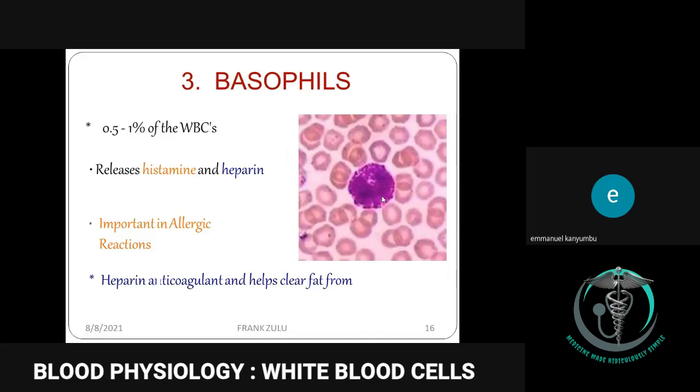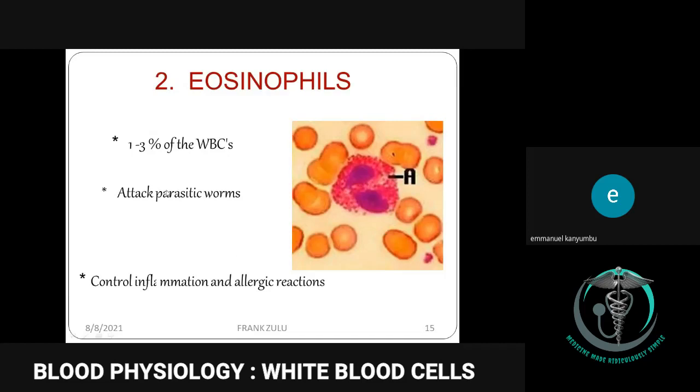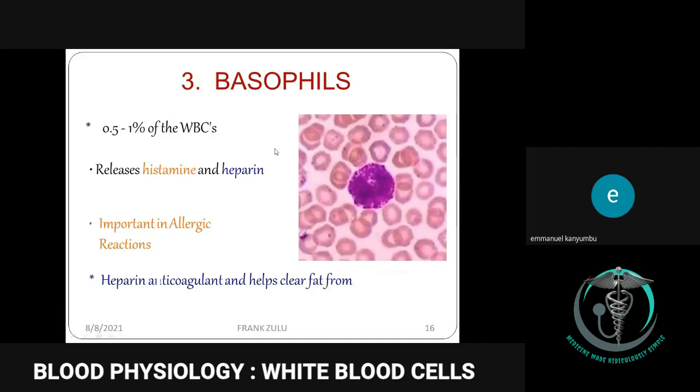Of course, the basophils usually have three lobes, okay? So you have those three lobes present. These are important in the release of histamine and heparin, in allergic reactions such as asthma, okay? So in asthma patients, you're going to see a lot of basophils because these are important in the release of histamine and heparin. So know the functions: neutrophils, bacteria; eosinophils, parasitic infections; and then here you have more of allergic.